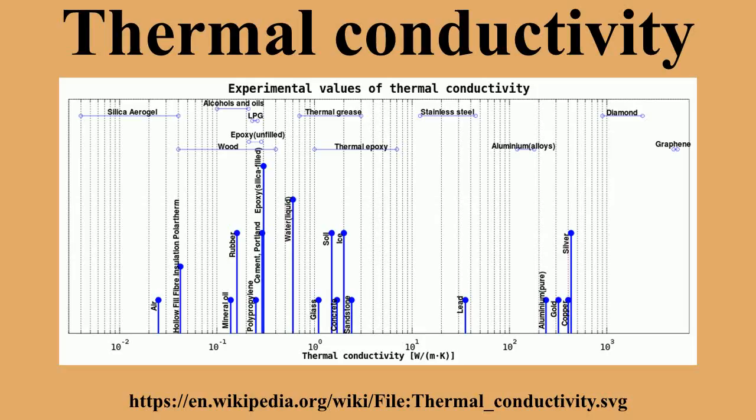See thermal anisotropy below. Units of thermal conductivity. In SI units, thermal conductivity is measured in watts per meter Kelvin. The dimension of thermal conductivity is M1 L1 T-3 θ-1. These variables are mass, length, time, and temperature. In imperial units, thermal conductivity is measured in BTU.